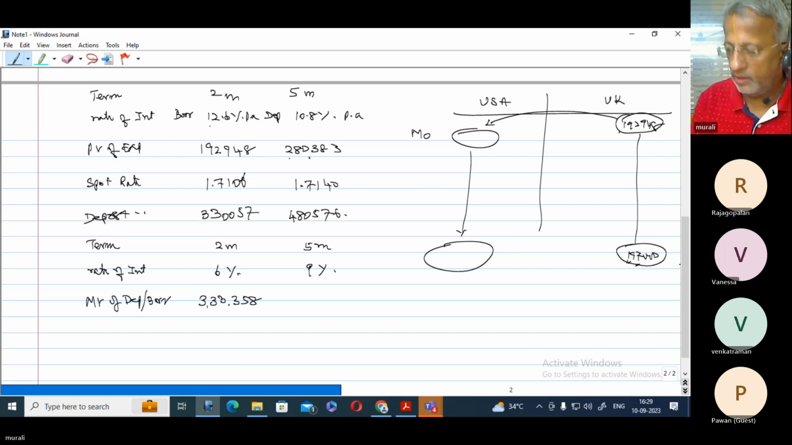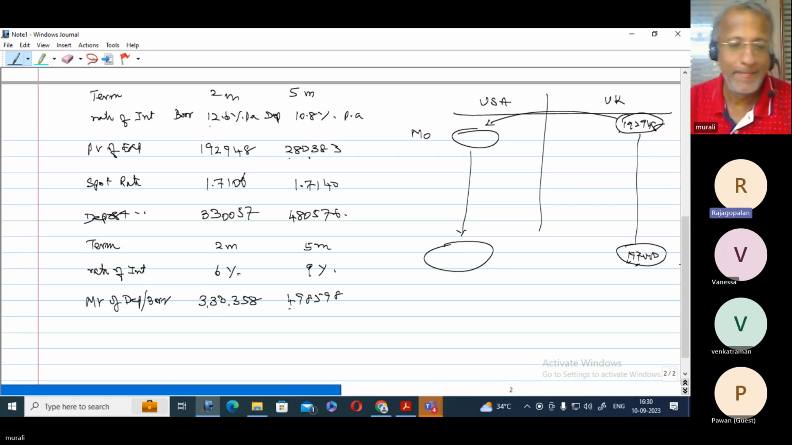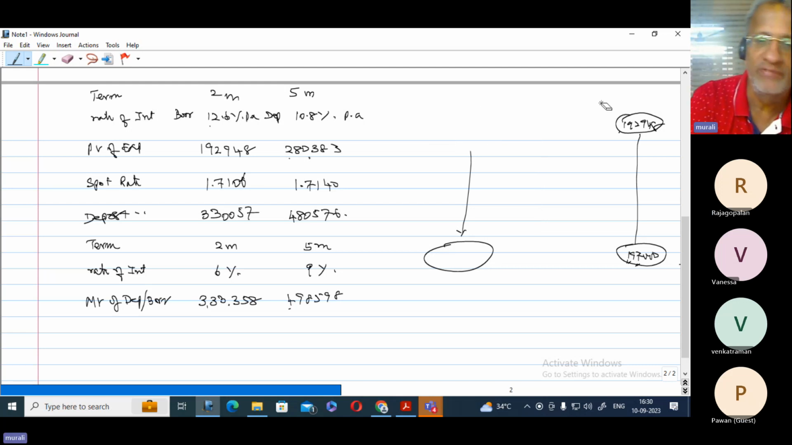Similarly, 0.09 divided by 12 into 5 plus 1 into 480,576. That comes to 498,598. Please confirm this number. As far as computation is concerned, please confirm this. Rajagopalan, Pavan, Vanisa, Venkatraj. First one is right, 333,358. How about the next one? Why would it be wrong? Please confirm it simultaneously.